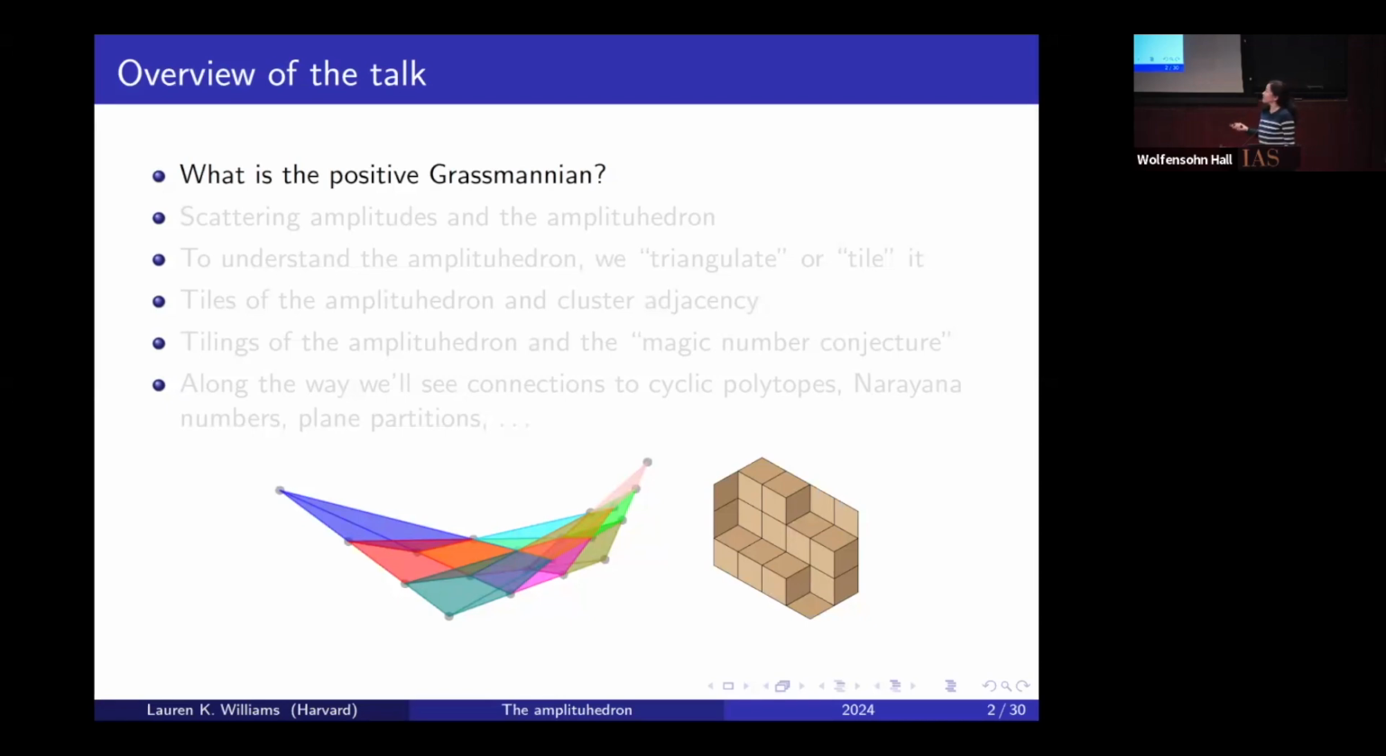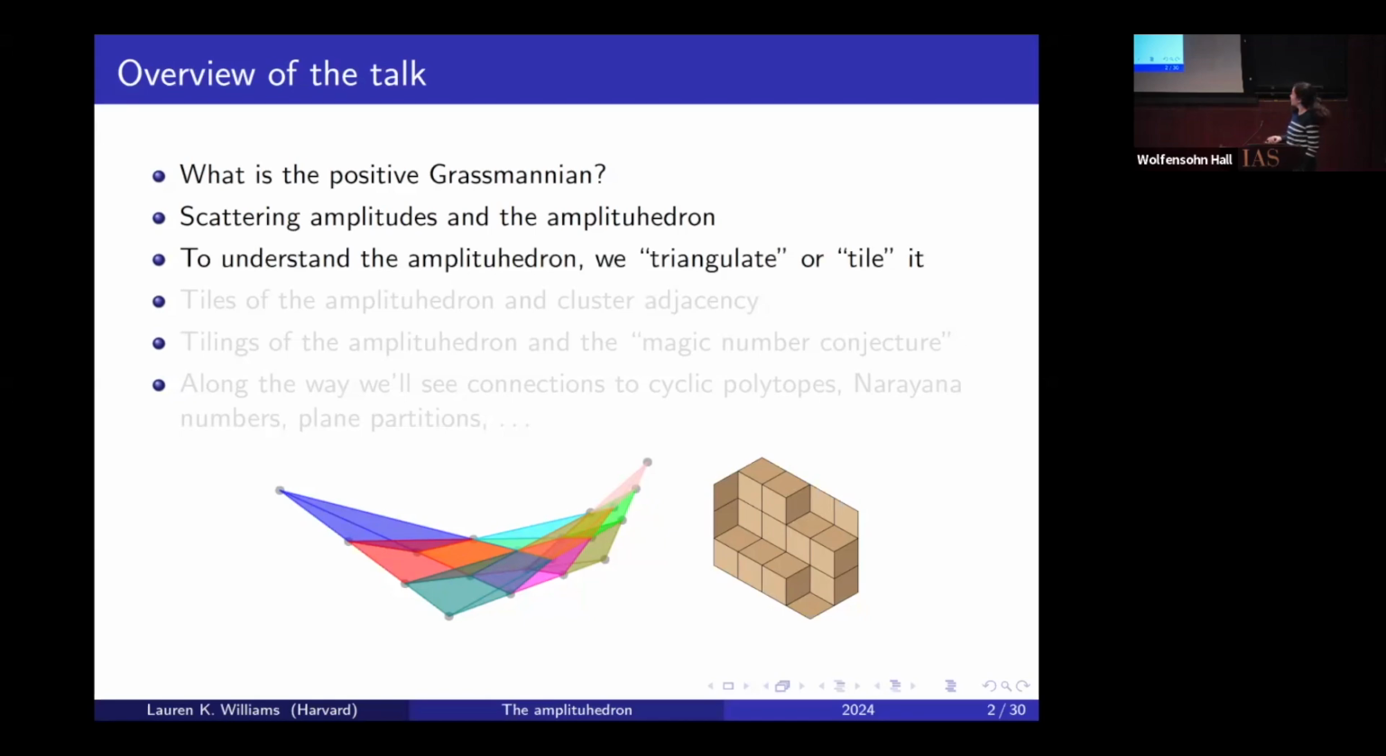I'll start by giving an introduction to what is the positive Grassmannian, just a little bit about scattering amplitudes and the role of the amplituhedron. I'll explain how, in order to understand the amplituhedron, we triangulate or tile it.